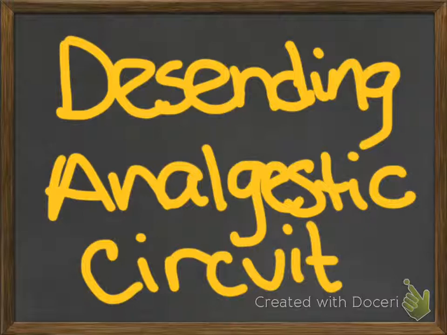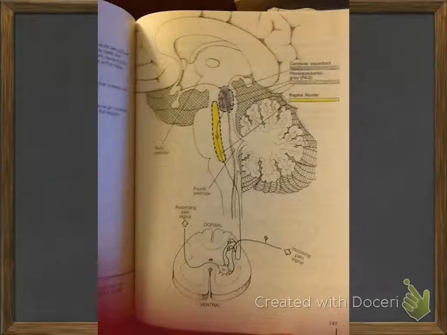Descending analgesic circuit. The inhibition of pain information in the brain is due to the activation of natural opioids, or endorphins, in a midbrain structure, the PAG, better known as the periaqueductal gray, which surrounds the cerebral aqueduct in the midbrain.